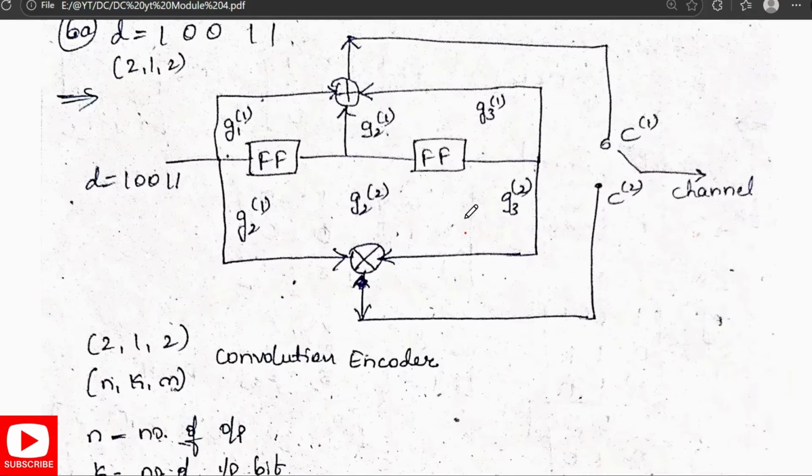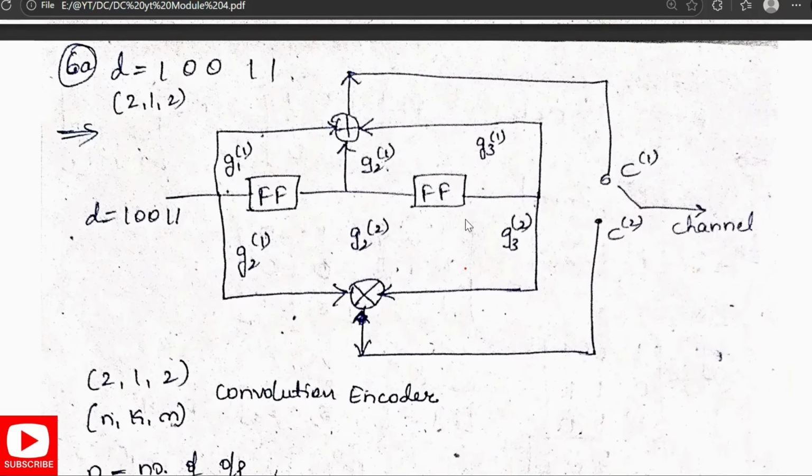Here you can observe, firstly, this is the message that is given as input. Based on this itself, we have to draw this diagram. The first thing is the number of outputs. We are having 2 outputs, so write down 2 outputs. Then what is the number of inputs that we are giving? Input is 1. The number of flip-flops we are using is 2.